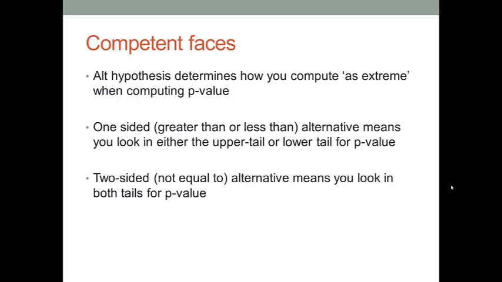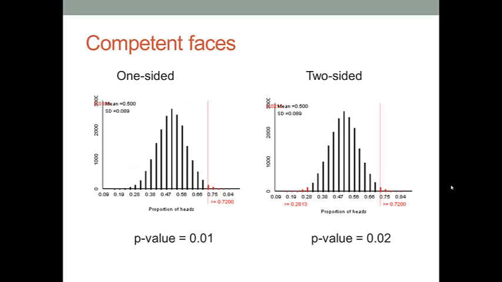For a one-sided test, this is where the alternative hypothesis is either greater than or less than, you look in either the upper tail or lower tail of the null distribution to compute the p-value. If you use a two-sided test, this is where your alternative hypothesis says not equal to, you look in both tails for the p-value. Let's look at an example.